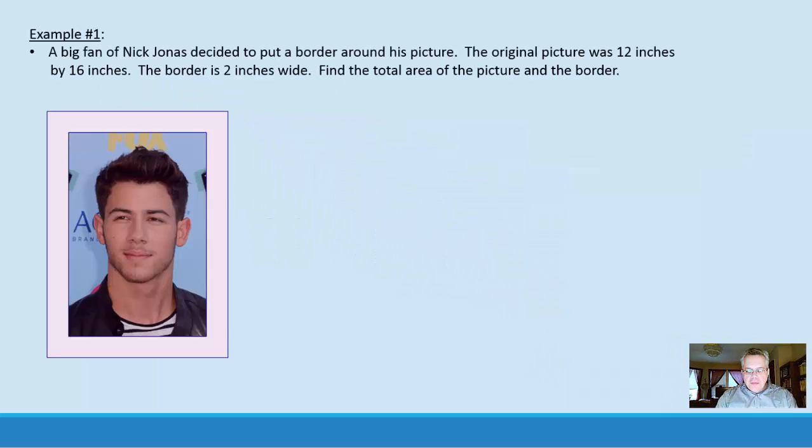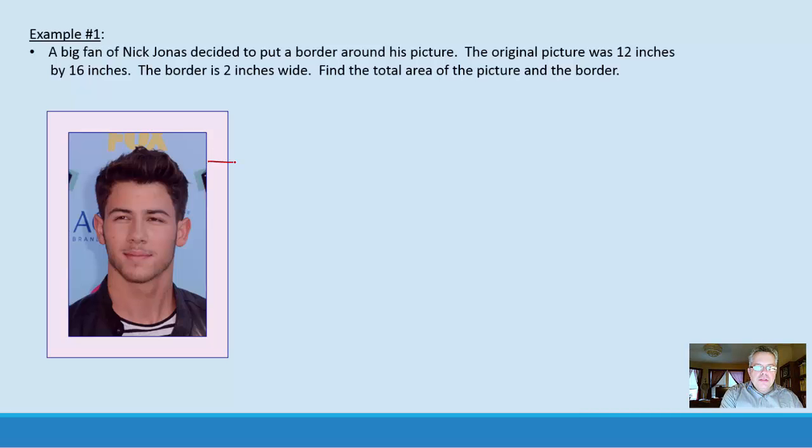So here's an example. Suppose a big fan of Nick Jonas decided to put a border around that picture. The original picture was 12 inches by 16 inches, and the border is 2 inches wide. Find the total area of the picture and the border. Now, there's something that people almost always do that is kind of a mistake and get this wrong, and we got to think about this just a little bit.